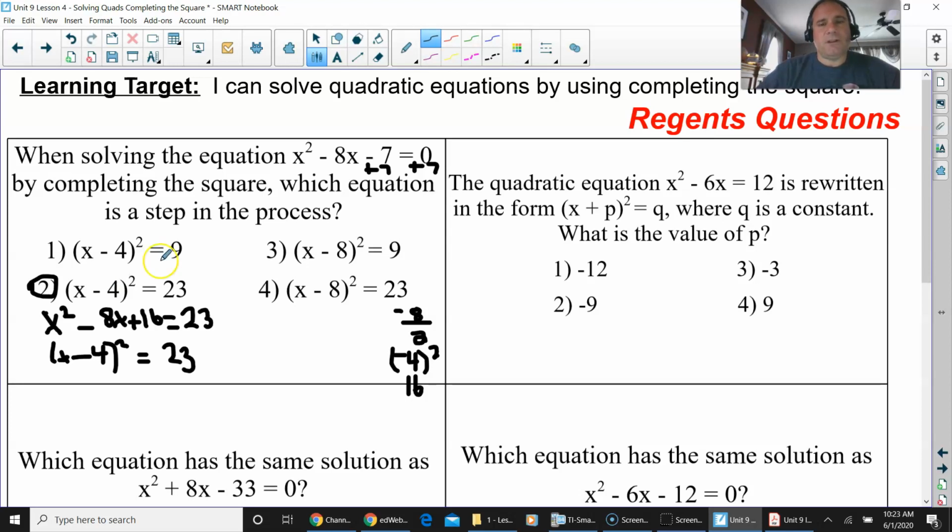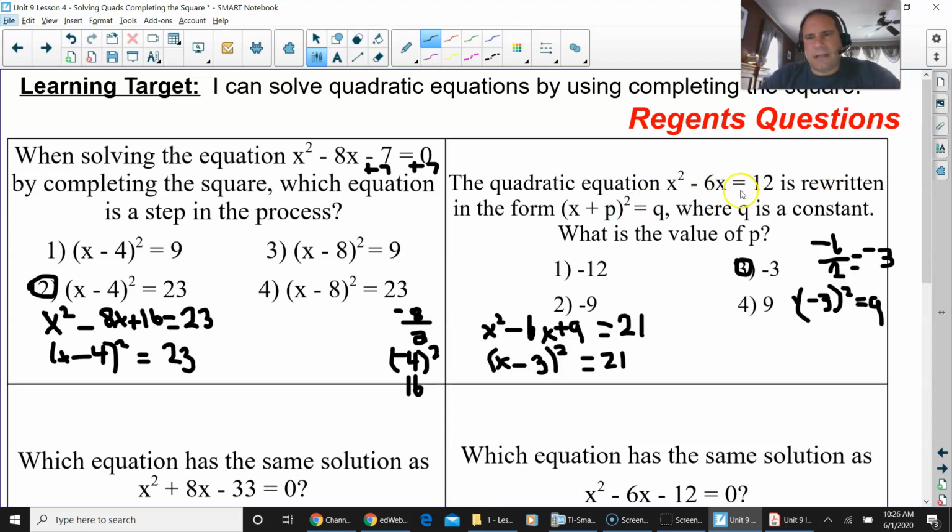Okay. Try this one right here. The quadratic equation x squared minus 6x equals 12 is rewritten into the form of x plus p squared equals q, where q is a constant. What is the value of p, which is right here, is what they want. All right, so go ahead, just go through the steps. You'll get it. Press pause now.